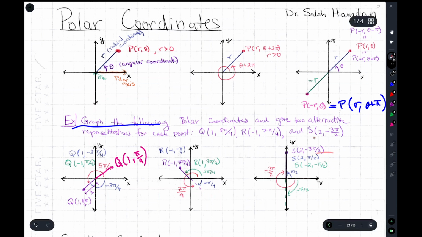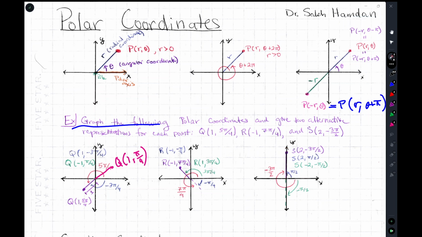Well, what about the point S, 2, -3 pi over 2? Again, how do you do that? Well, you need a radius of 2, and you're going to move down 3 pi over 2. Okay, so 3 pi over 2 is down there. So you're winding around, not +3 pi over 2. +3 pi over 2 would be there, but you go around 3 pi over 2 in the negative direction, and you have a radial distance of 2. And so here's our point S.